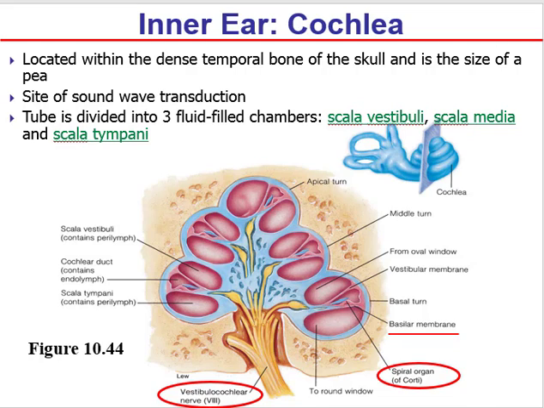Vibrations at the oval window induce pressure waves in the perilymph fluid contained in the scala vestibuli. The scala vestibuli and tympani are continuous all the way to the apex or point of the cochlea. Sound waves in the vestibuli pass through the scala tympani, which displaces the round window located at the base of the cochlea.